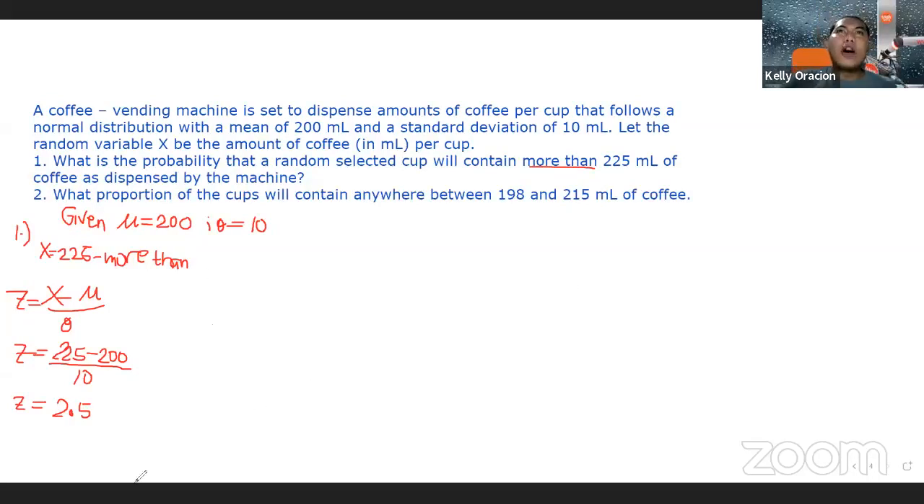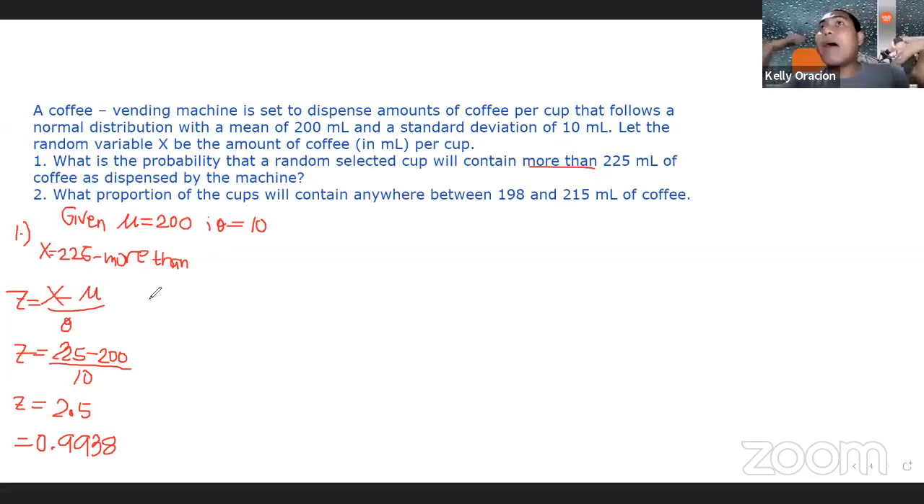Yes, Gleo. What is the tabular value of 2.5, Gleo? 0.9938 po, sir. 0.9938. Tama ba? Now, the condition is more than.